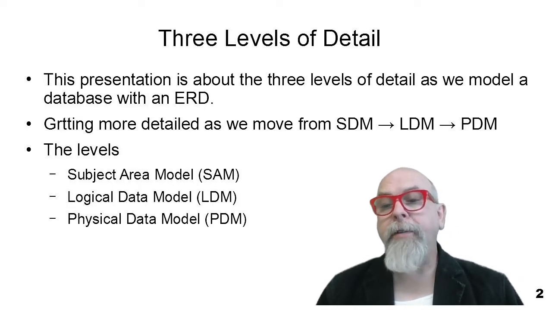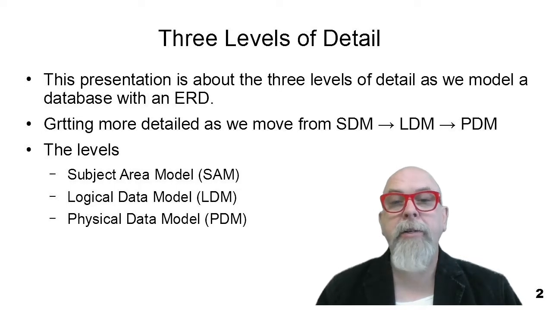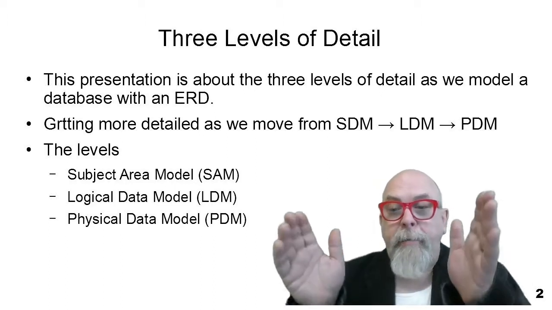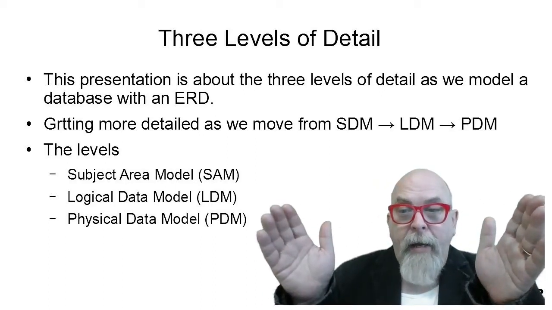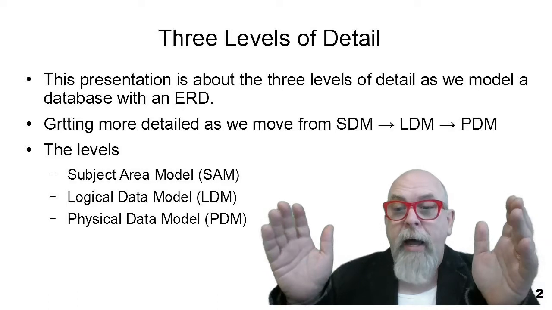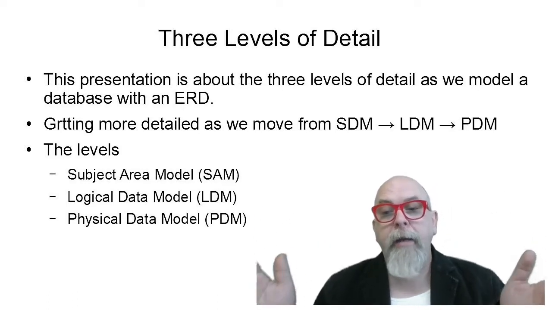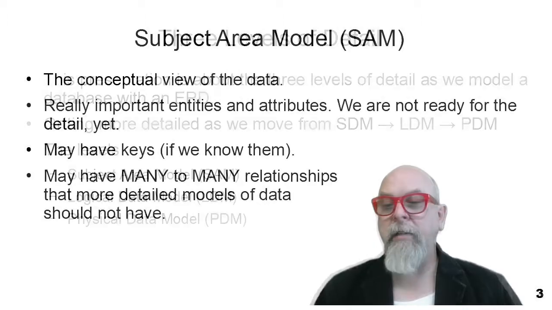And the three levels of modeling within entity relationship diagrams are known as the subject area model, the logical data model, and the physical data model. And they really correspond very closely to the little model airplane: is it a plastic airplane this big? Is it a plastic airplane this big that maybe could fly? Or is it an actual airplane, which is how we built the airplane?